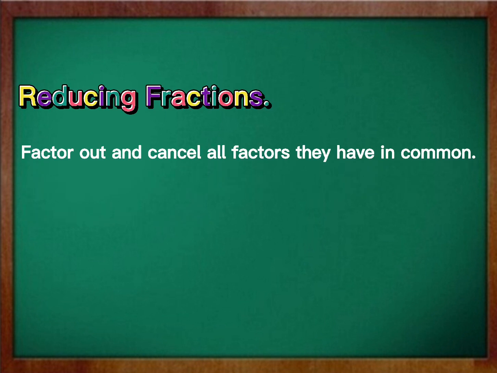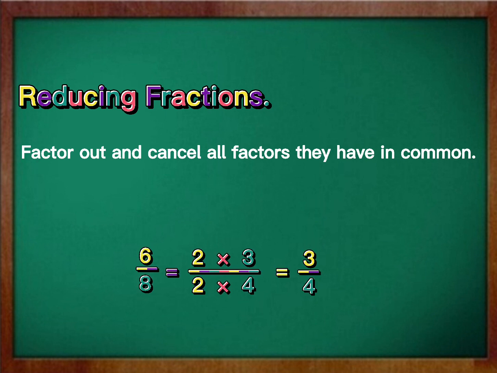Reducing fractions or simplifying fractions. To reduce a fraction to lowest terms, factor out and cancel all factors the numerator and denominator have in common. For example, 6/8, they have the same factor of 2 in the numerator and the denominator, so cancel it out. The lowest term is 3/4.